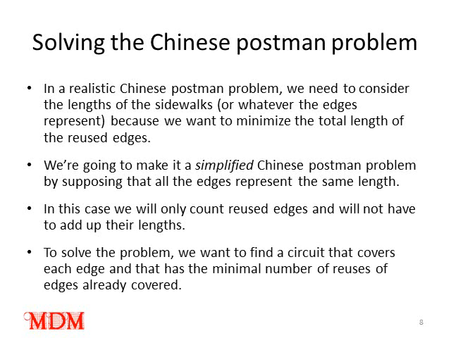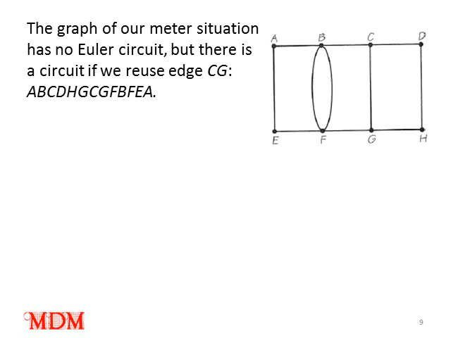To solve the problem, we want to find a circuit that covers each edge and that has the minimal number of reuses of edges already covered. Now, looking at our graph, we know that it has no Euler circuit. But there is a circuit if we reuse one of the edges.